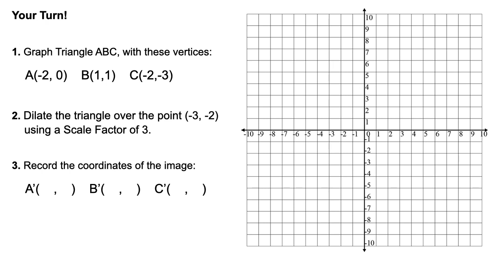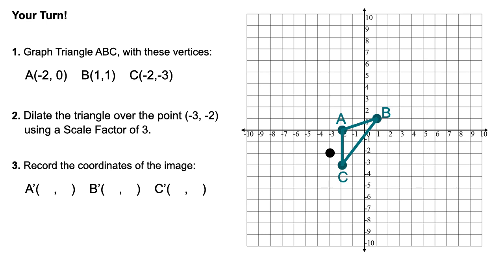All right, so here's how we graph the triangle ABC. We do point A here, point B is graphed, and point C is graphed. We label those pre-image vertices and we connect the vertices to get this obtuse triangle ABC. The point over which we're dilating the pre-image triangle is -3, -2, and we're using a scale factor of 3.